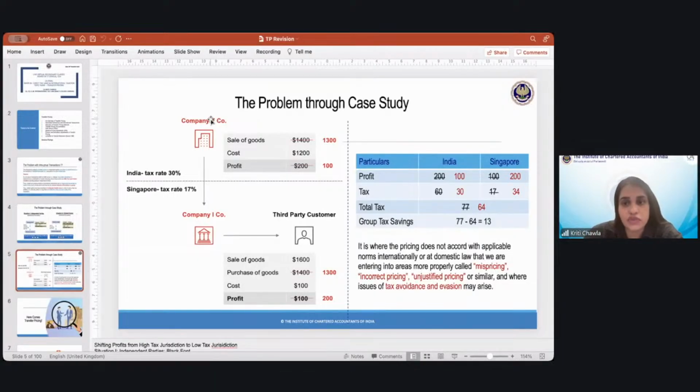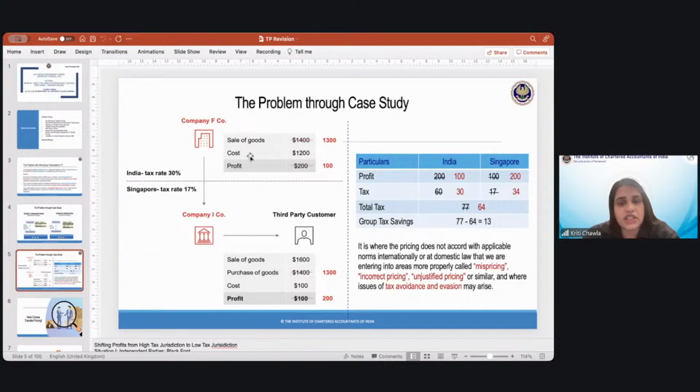Company F is the manufacturer in India. They decide to sell the commodity to Company I, which is in Singapore, and then the Singapore company decides to sell the commodity through to a third-party customer, which could be anywhere around the world. Now, company F is the manufacturer.